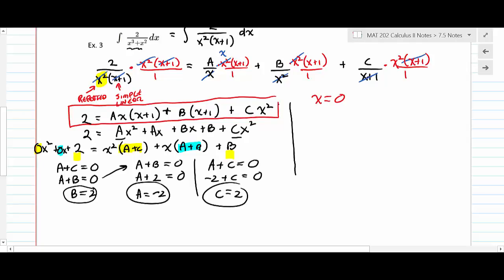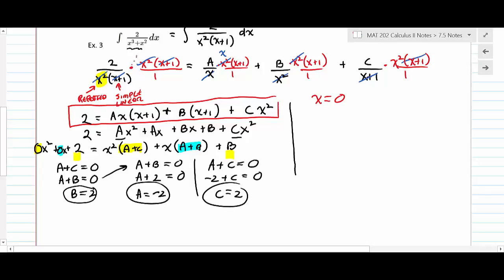Okay, if x is 0, what happens to this whole thing? Cancels. What happens to that whole thing? Cancels. So what are you left with? 2 equals b times 0 plus 1. We got b is equal to 2. Okay, what if you let x equal negative 1? That cancels, right? That cancels. Then you would be able to find c and so forth like that. So you can go that route if you want to. Sometimes it's easier to do it that way.